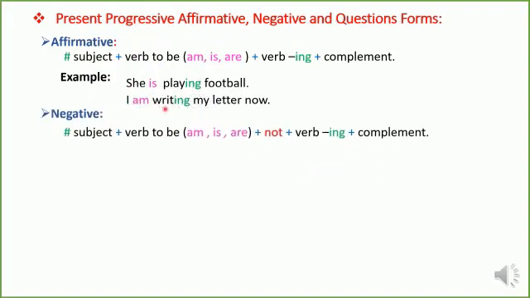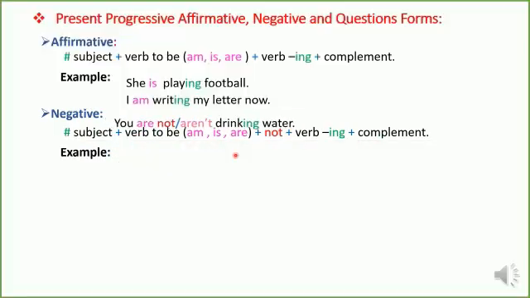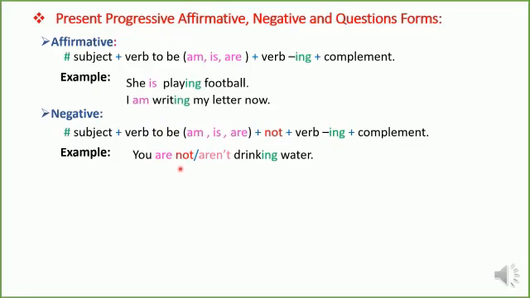As for the negative form, subject plus verb to be, is, are, plus not. Here we use not in order to make it negative, plus verb and ing at the end of it, plus complement. For example, you are not or you aren't drinking water. She is not, or Sally is not, or Sally isn't eating her sandwich.